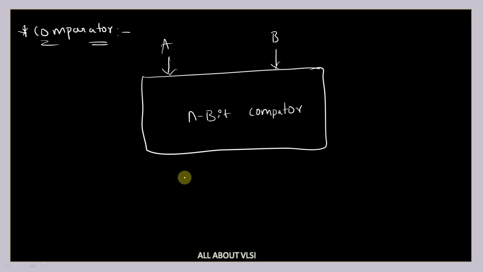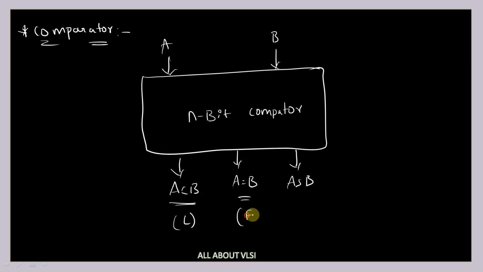And what are the outputs of your comparator? It can be A less than B, or A equal to B, or A greater than B. I am calling these L, E, and G. That is, if A is less than B, I am calling it L, if A is equal to B, I am calling it E, and if A is greater than B, I am calling it G. So let us first try to understand a 1-bit magnitude comparator.